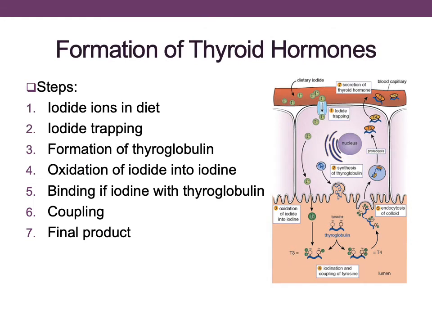Formation of thyroid hormone. There are several steps, the first one being dietary iodine. The only way we get iodine is through our diet, and that is a key mineral in the formation of thyroid hormone. The next step is iodide trapping. We'll talk about that in just a few minutes. Then formation of a large globular protein called thyroglobulin. Then you'll have oxidation of the iodide into iodine. Then binding of the iodine to actual tyrosines within the thyroglobulin molecule. Then you have a process called coupling, which then produces the final product.